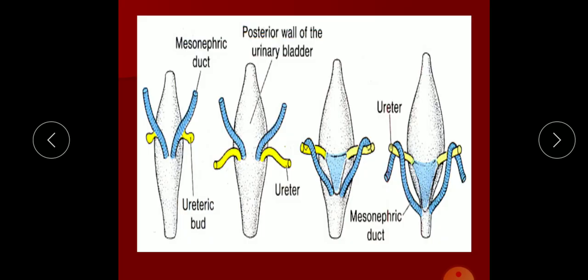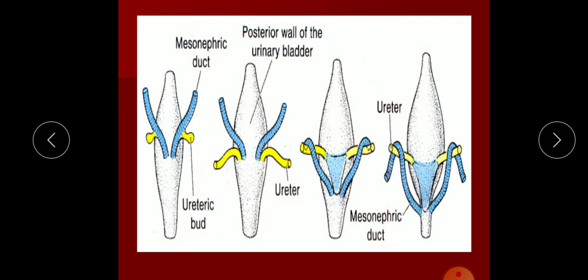So look at that. This mesonephric duct is coming and opening into the urogenital sinus, dividing it into two parts. Now what happens is, this much part of the mesonephric duct is absorbed. Look at that. This mesonephric duct gets absorbed, and this absorbed mesonephric duct is actually forming the internal trigone.